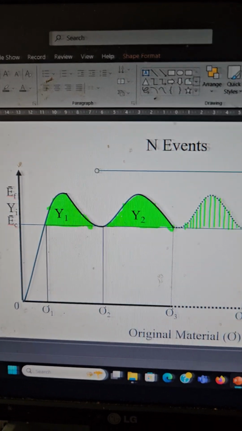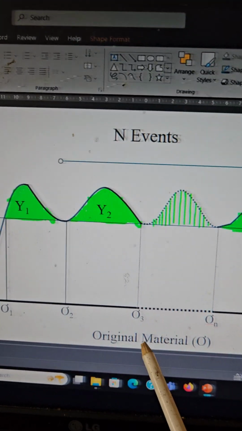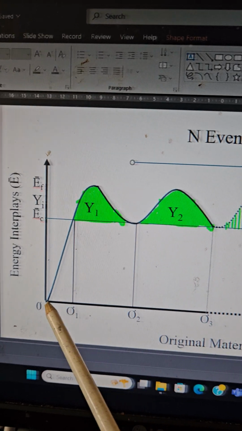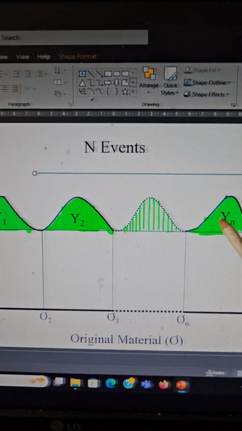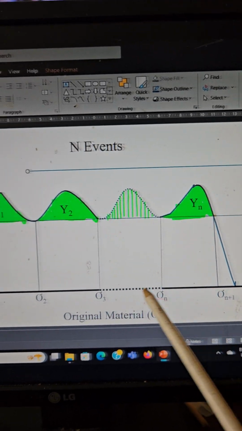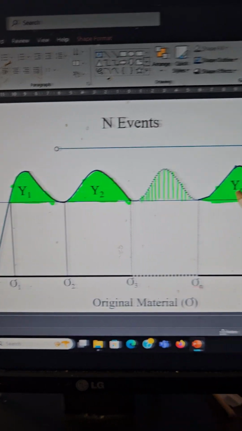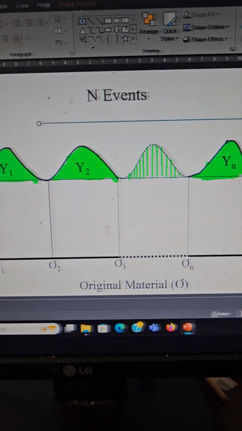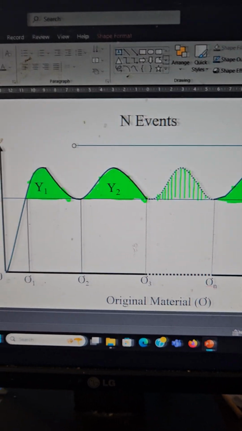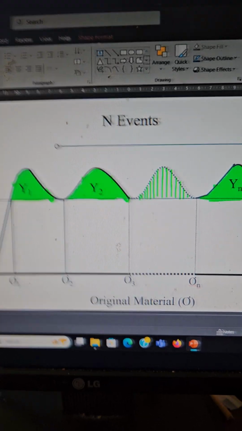This is the kind of function we're looking for, theoretically. You've got energy levels here, you've got original material, and then it goes like this, and it closes, because there is a finite amount of everything. So at certain energy levels, you get Y1, Y2, up to Yn, with N events. That's what we're looking for. Does it exist in nature?